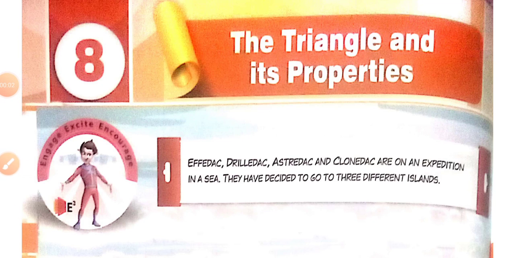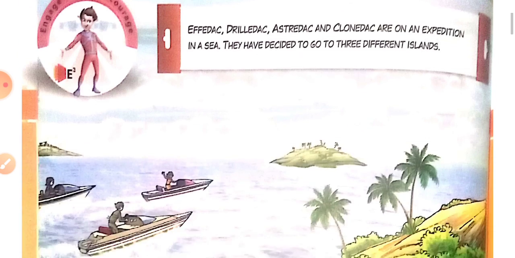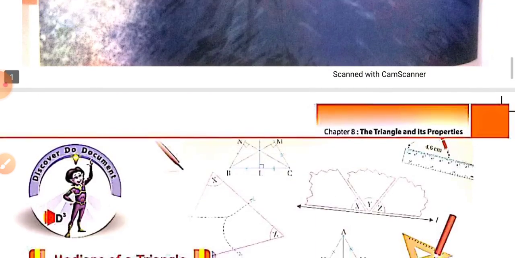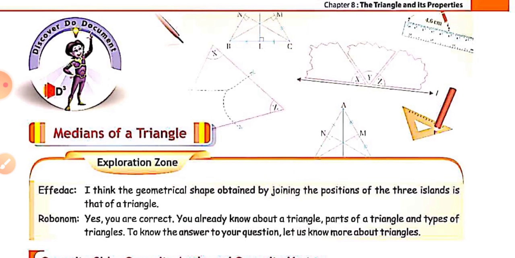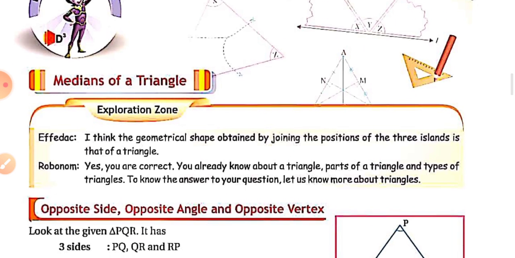Hello students, today we are starting the 8th chapter, the triangle and its properties. You already know what a triangle is and what its sides, angles and vertices are. In this chapter we will discuss the properties of a triangle. To start, you should first know what medians and altitudes are.